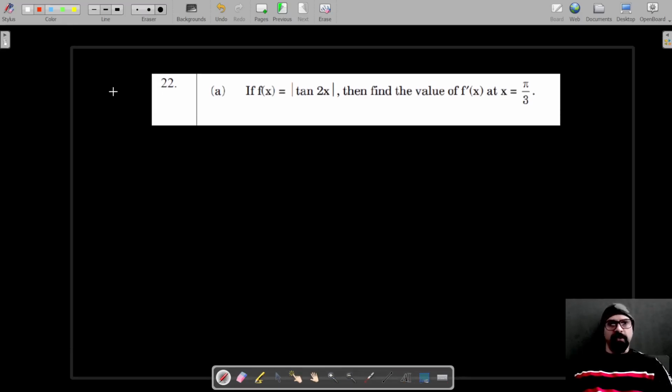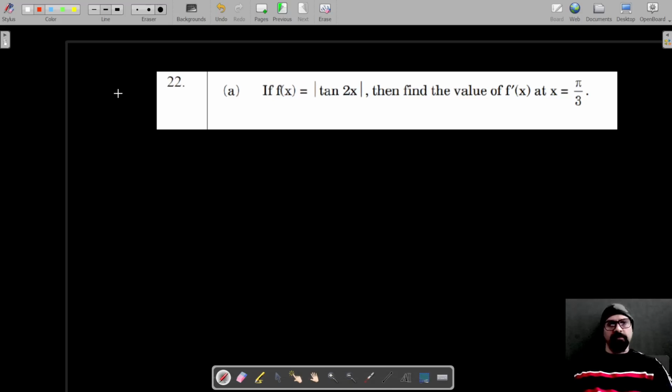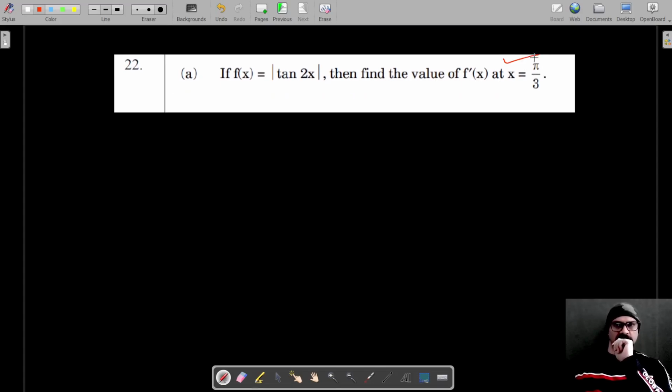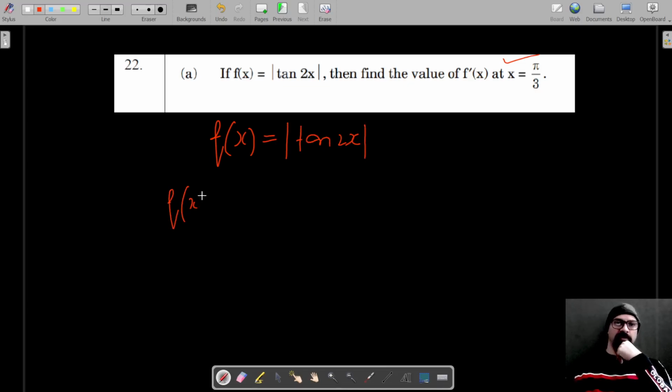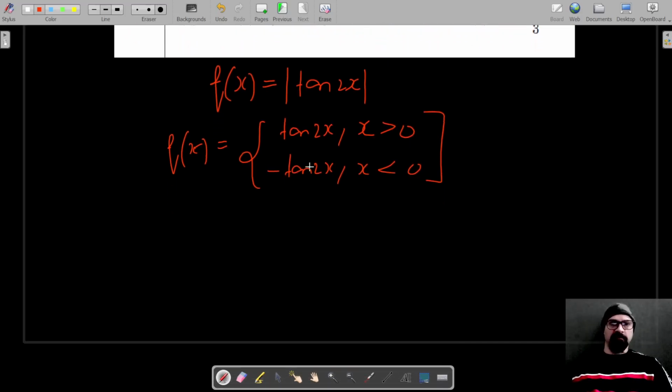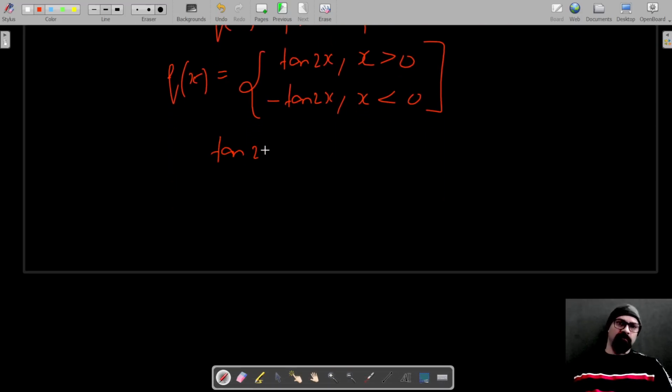For question number 22, part A, we have the function f of x equal to modulus of tan 2x, and we have to find the value of f dash x at x equal to pi by 3. So our function is f of x equal to modulus of tan 2x, and we can write this function as tan 2x when x is greater than 0, and negative of tan 2x when x is less than 0. So we have to find the differentiation of these two cases at x equal to pi by 3, and let's consider the first case.